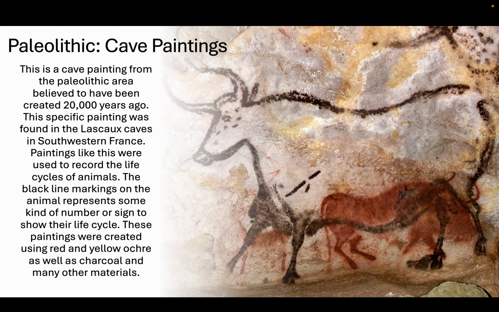Often these paintings were used for multiple other reasons besides the life cycle of animals, and red and yellow ochre as well as charcoal were used as materials in order to create them.